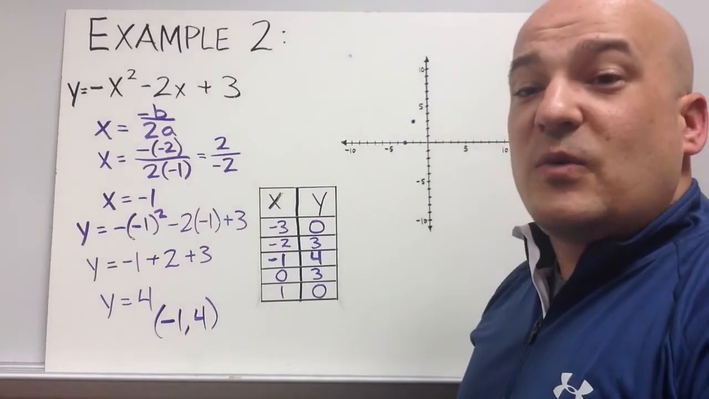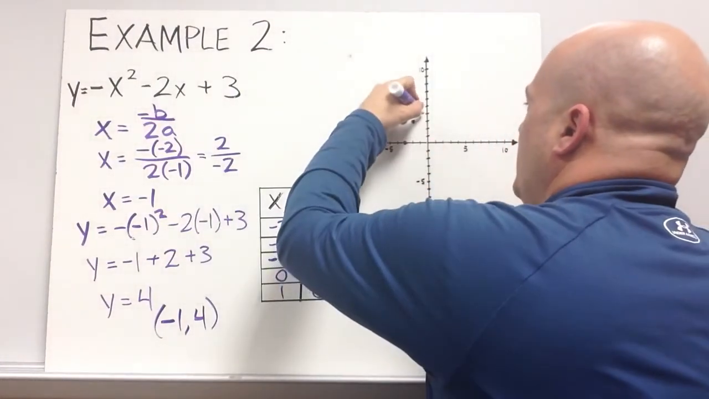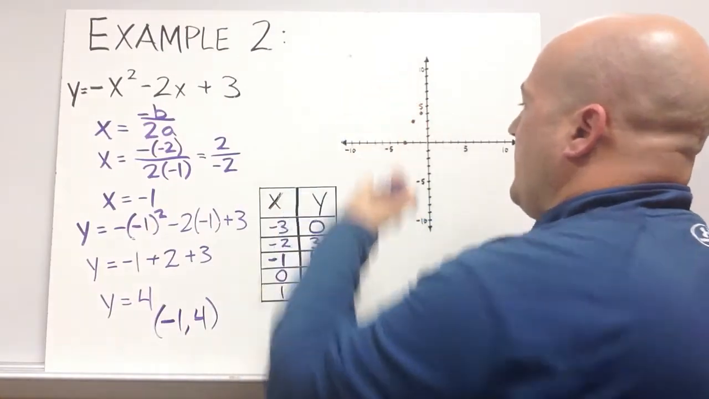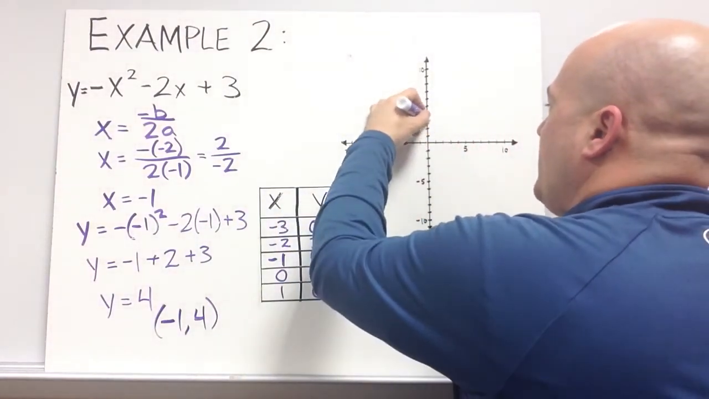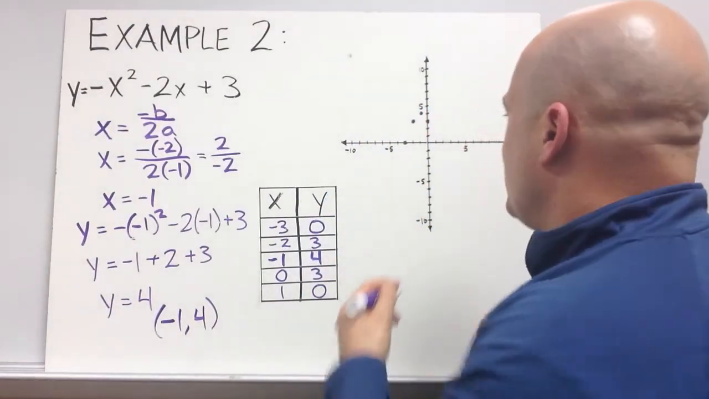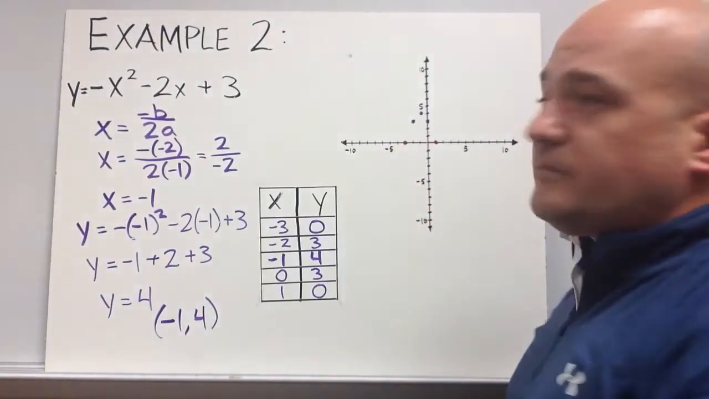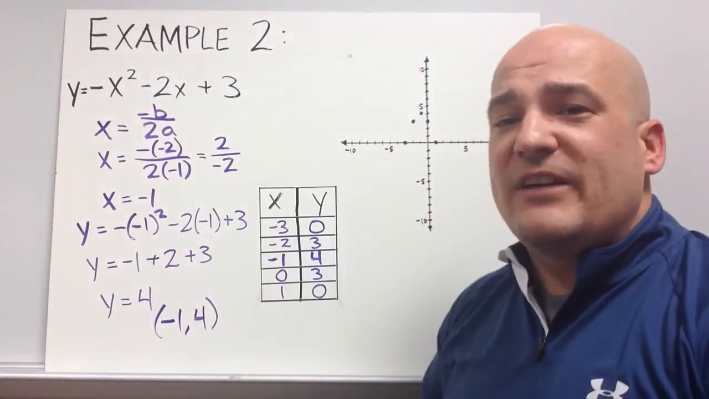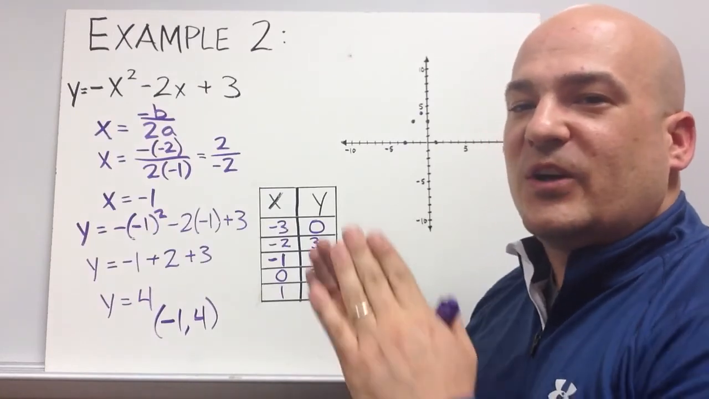Excellent. The next one is negative 1, comma 4, so I go to the left 1 and up 4. The next one is 0, comma 3, so I go over 0 and up 3. And then finally the last one is 1, comma 0, so I go to the right 1 and I go up 0. I've plotted my 5 points. I'm ready for the last step. The last step is to connect the dots, forming a parabola or a curve.